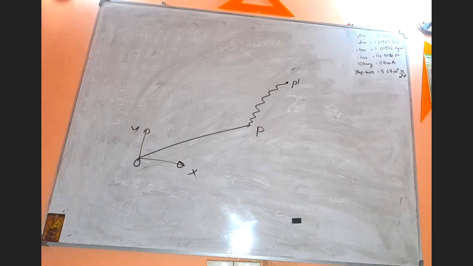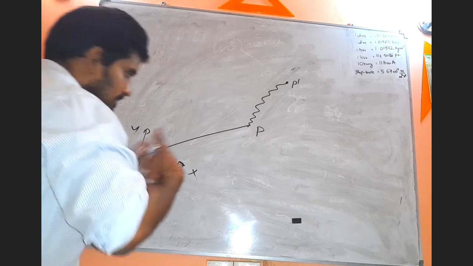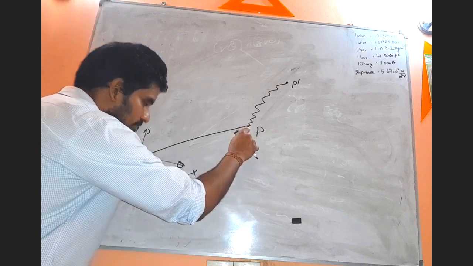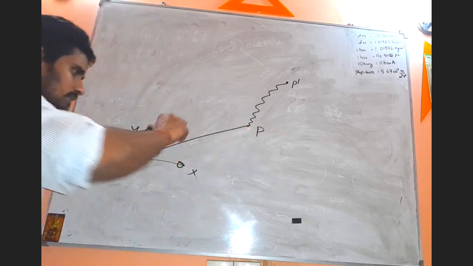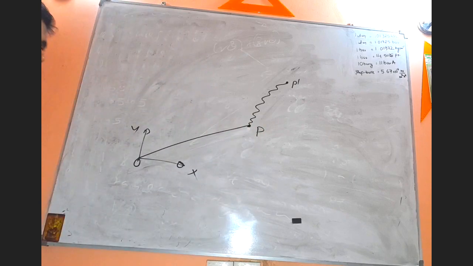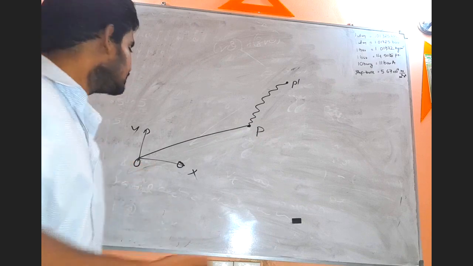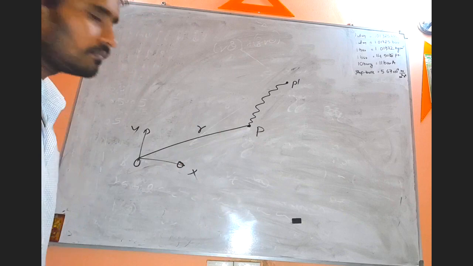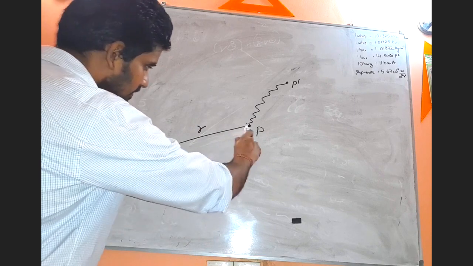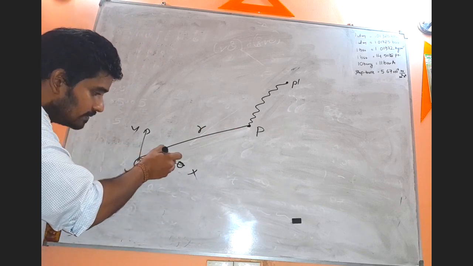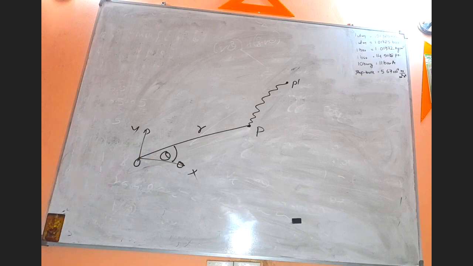Now the displacement, or the distance, to this initial position is represented by this point P. Let's say that radial distance is r, and it is making an inclination theta with the x-axis. Now this is the final position.